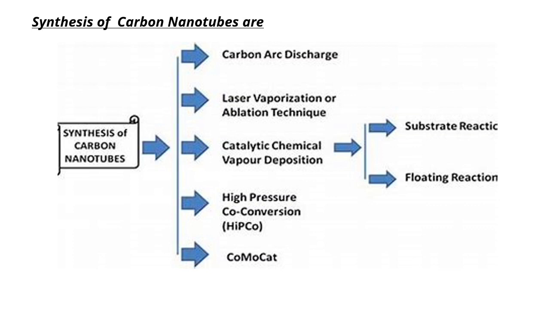And this is the process of synthesis of carbon nanotubes, which is distinguished by carbon arc discharge, laser vaporization or ablation technique, catalytic chemical vapor deposition, high pressure conversion, and COMOCAT, and this all frames a structure called substrate reaction and floating reaction.